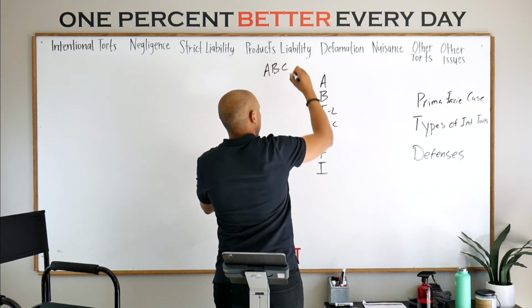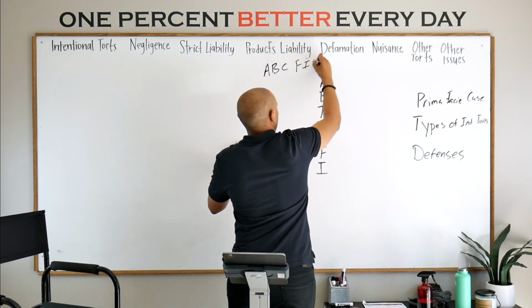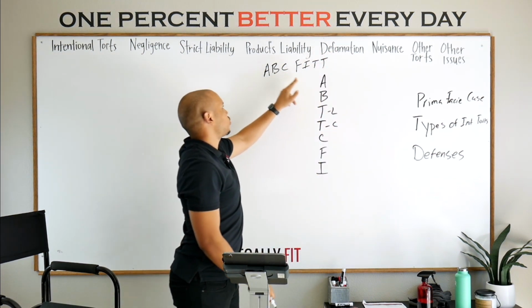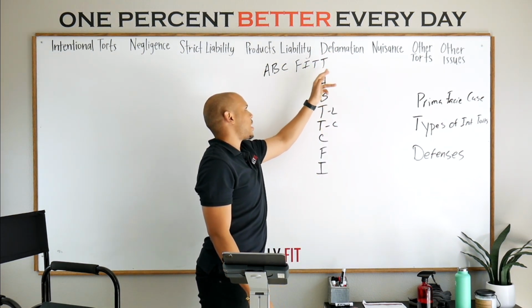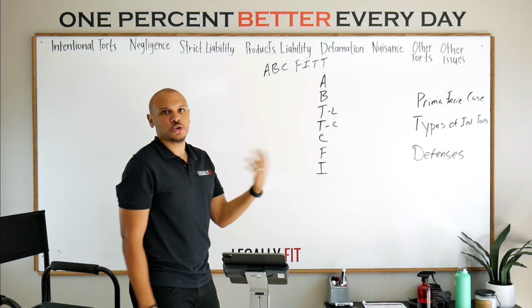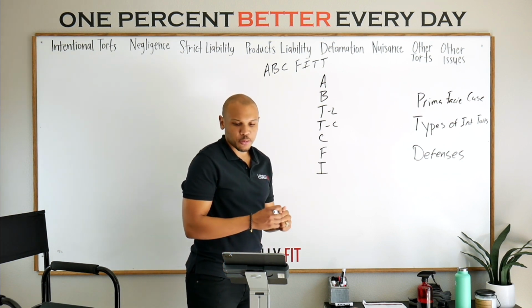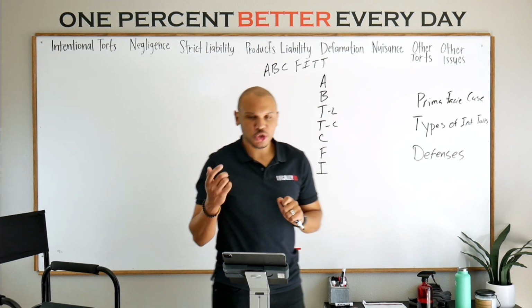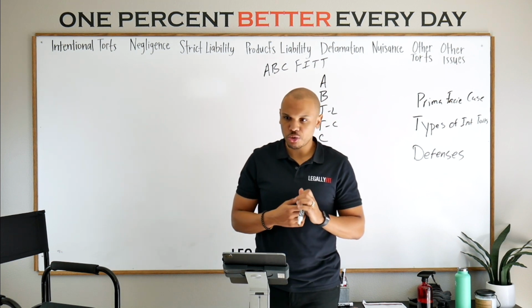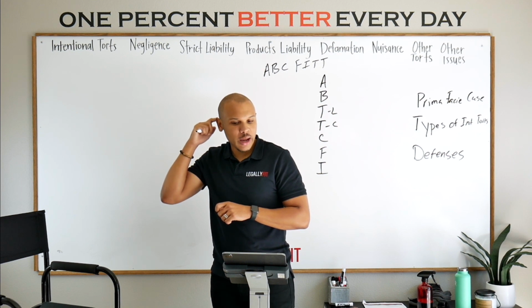A, B, C, and then fit with 2 T's. All right, assault, battery, conversion, false imprisonment, IIED, trespass to land, trespass to chattel. All right, so yeah, you can use that mnemonic. You can use whatever you want, but definitely try to have a checklist with this. All right, so let's go in order of the blueprint as we break these down. First off, assault. All right, I'm going to call on a different person for each intentional tort here in my top 5, right? And so let's start one more time with Charles.